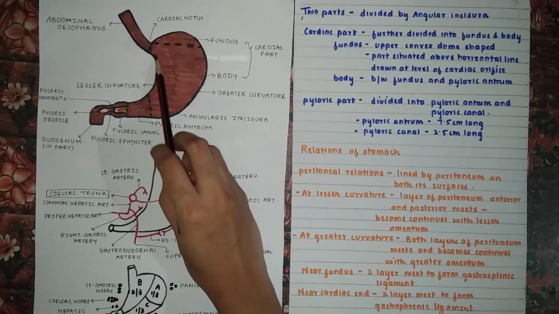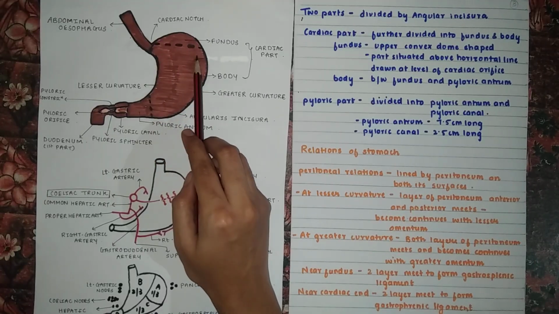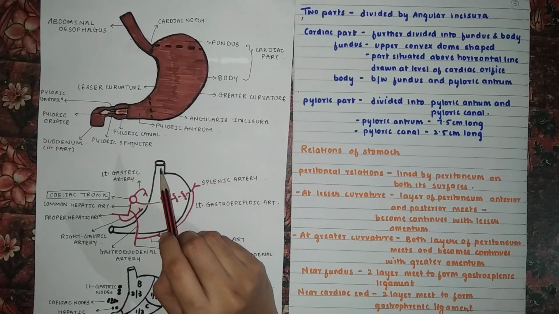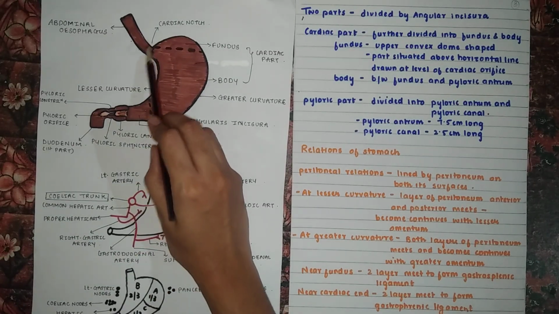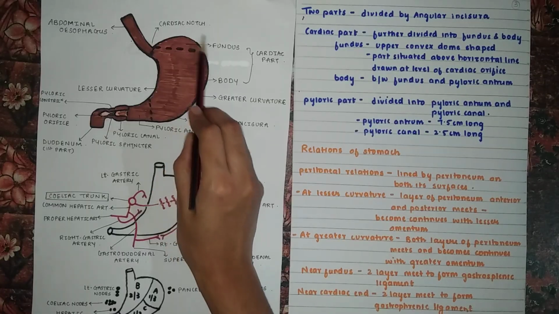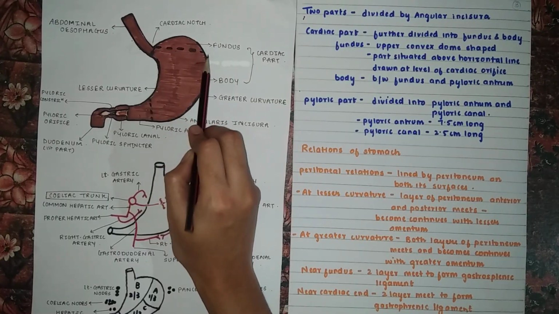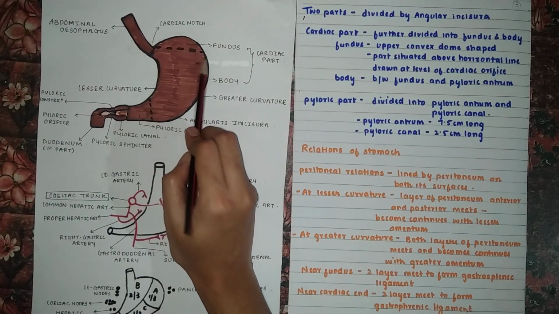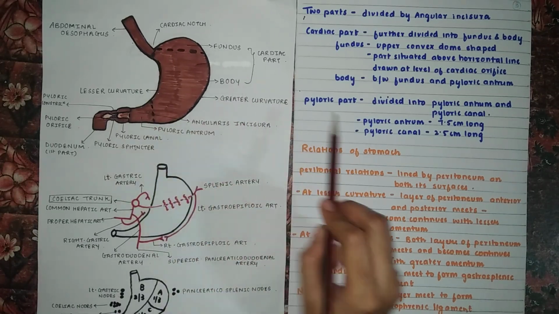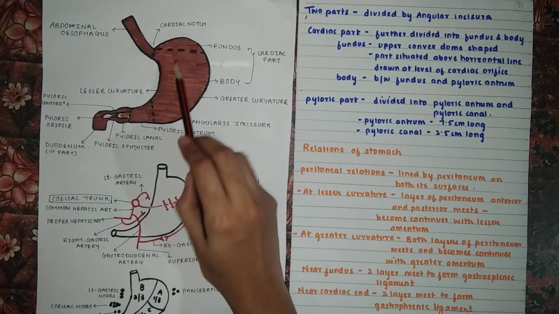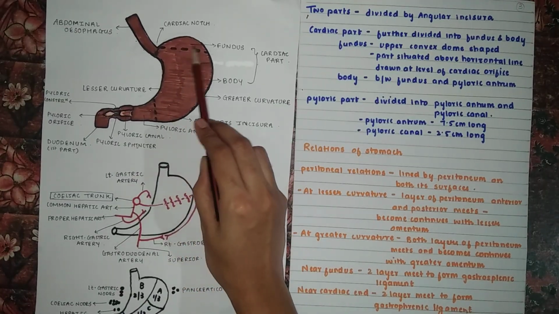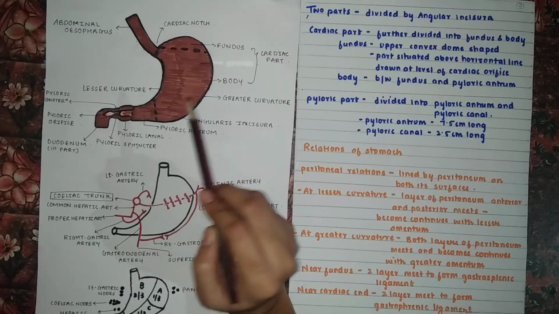Fundus is the upper convex dome shaped structure situated above the horizontal line drawn at the level of the cardiac orifice. This is the cardiac orifice situated below the horizontal line, and the fundus is above the horizontal line drawn from the cardiac orifice. Body is between the fundus and the pyloric antrum. This is the body between the fundus and the pyloric antrum.